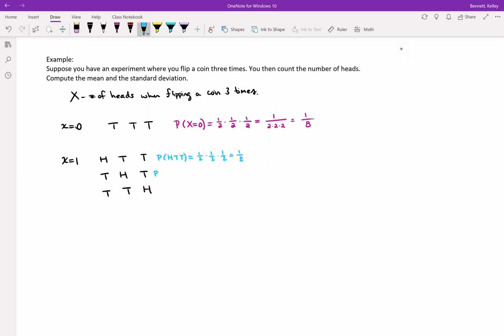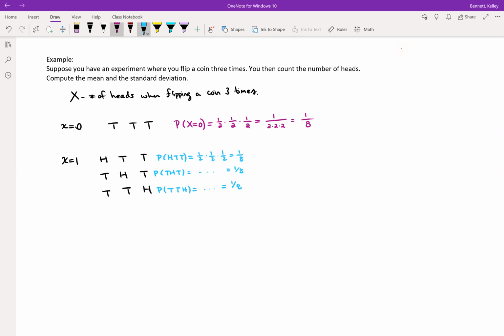And the probability of tails, heads, tails is the same. It's 1/8. And in fact, for any particular triple flip, it's always going to be 1/8 because these are independent events with equally likely outcomes. So if I wanted the probability for getting 1 head, I add these together, right? There is no overlap. These are mutually exclusive events.